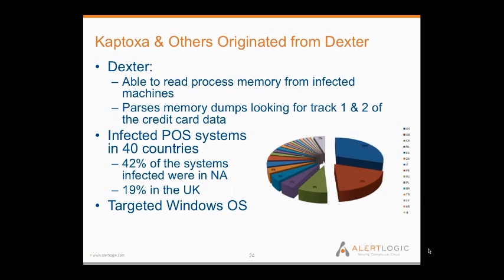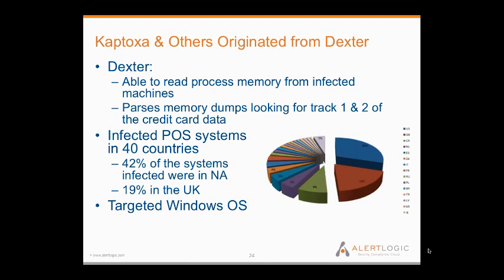And Kaptoxa and Black POS and others, a lot of the others lately, have all originated from Dexter. Dexter was able to read memory from the infected machines. That's how it's able to scrape the decrypted card data. It parses the memory dumps looking for track 1 and 2 in the credit card data.